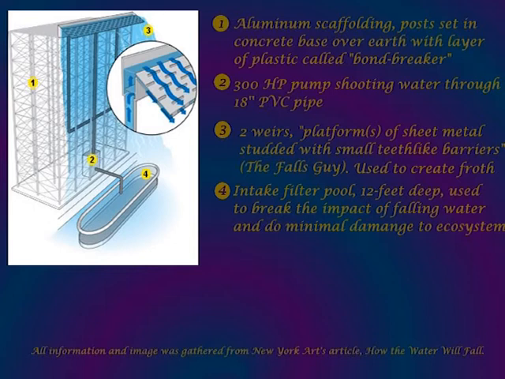Aluminum scaffolding was the main structure, which sat in a concrete base that was deep in the sediments in the bottom of the water. There, plastic sheeting was installed to protect the land from the concrete. To get the water to the top of the structure, 18-inch PVC pipes were used, pulling approximately 7,000 gallons of water per minute through the pumps. Another pipe took the water to the top of the falls structure.